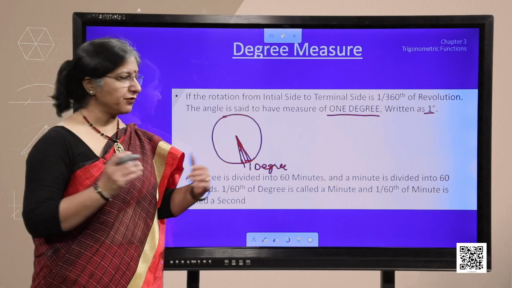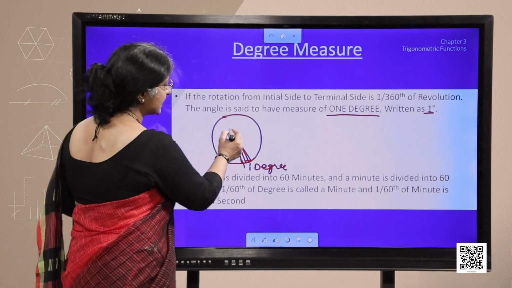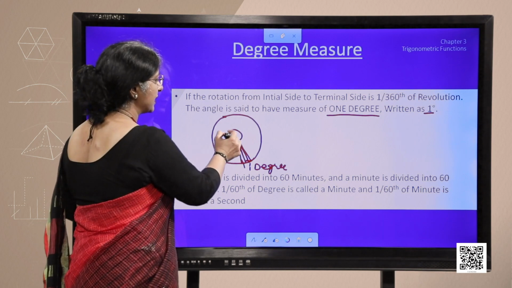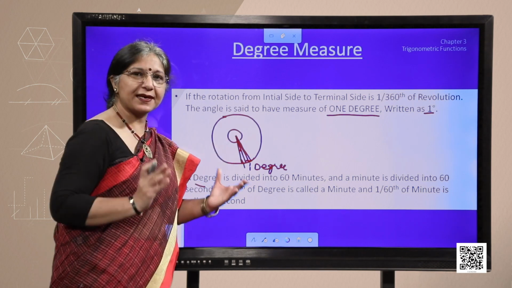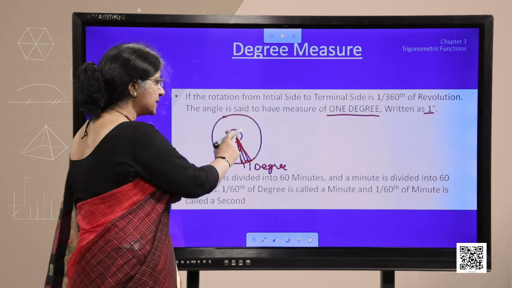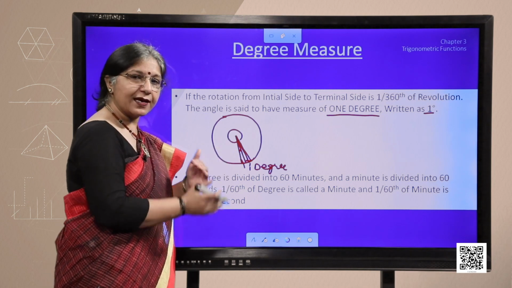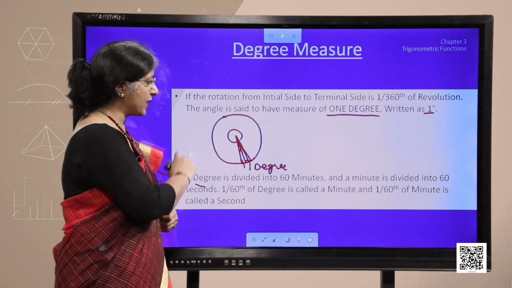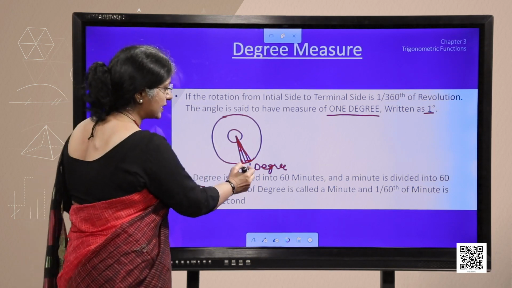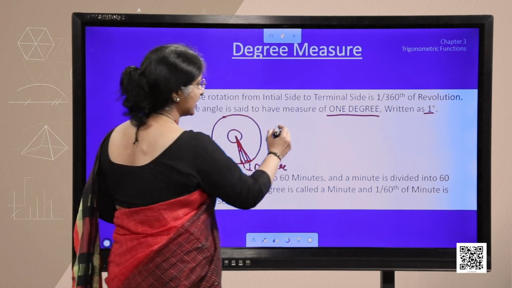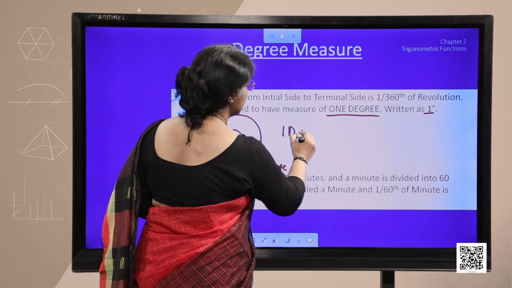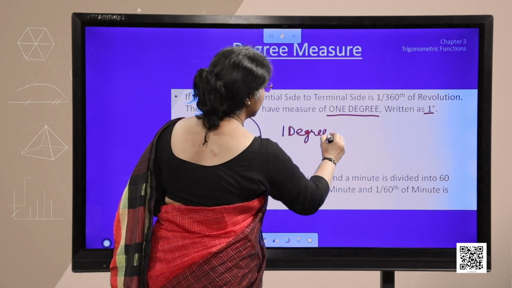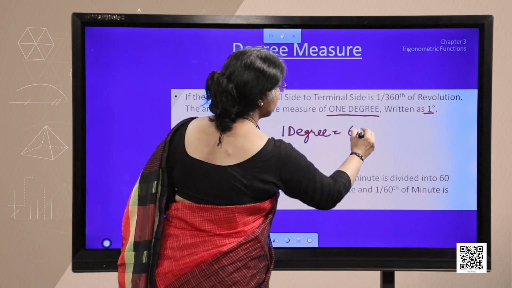To explain it further, if we consider this as a clock, we divide one complete hour into 60 minutes, 60 parts, and each part is called 1 minute. Here the circle is divided into 360 parts, and each part is called 1 degree. Now this 1 degree is further divided into 60 minutes. 1 degree is equal to 60 minutes.